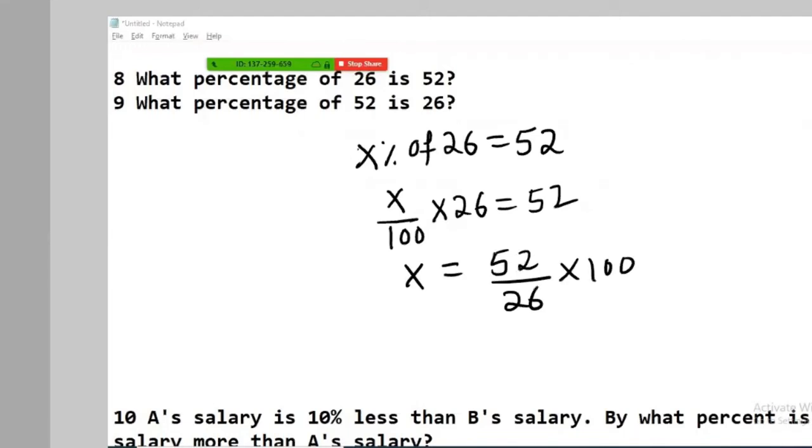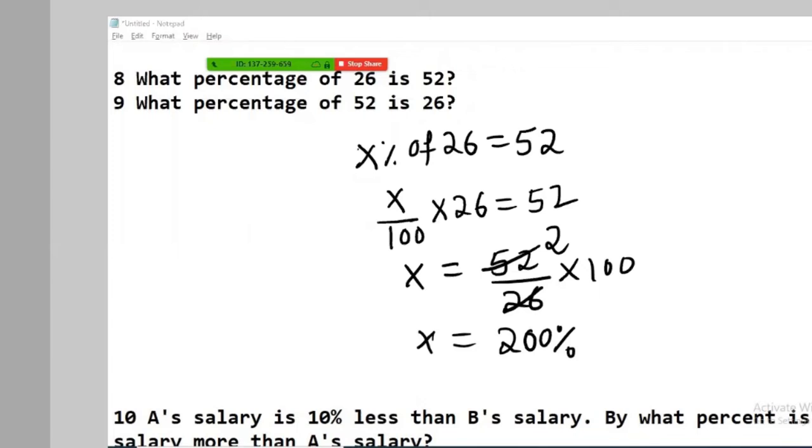So 26 ones are 26, twos are 52. Then what percent is he asking? X is nothing but 200%. So what percentage of 26 is 52? X percent of 26 is 52. If you rearrange that equation, you are going to get your answer.